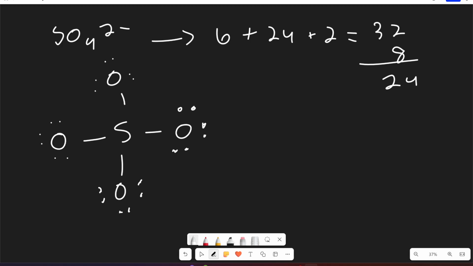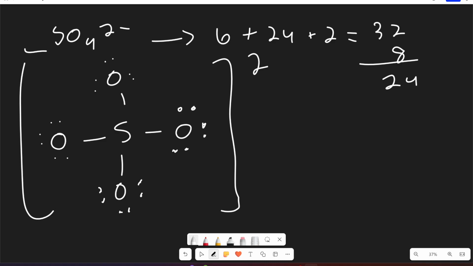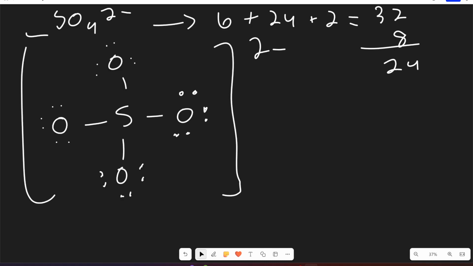And then this is the Lewis structure, but when we're doing polyatomic ions, you have to make sure that you put these in brackets and then put the charge right here to distinguish that this Lewis structure is an ion. So it's basically just a regular Lewis dot structure. You just need to make sure that you have that charge in the top right.